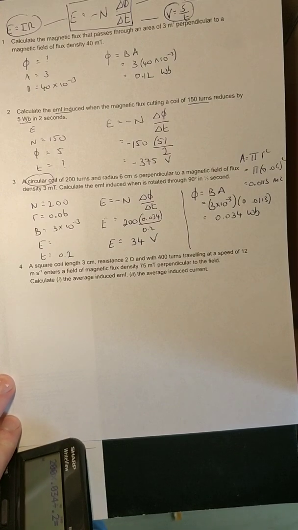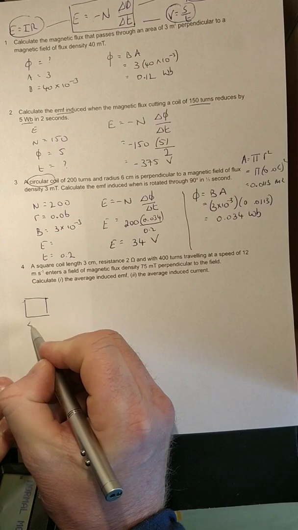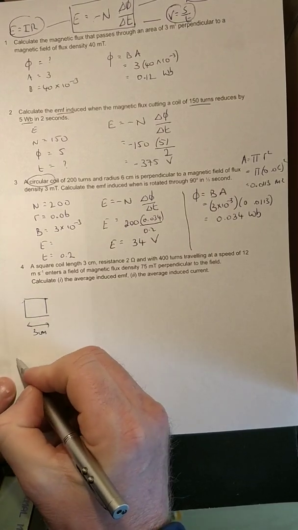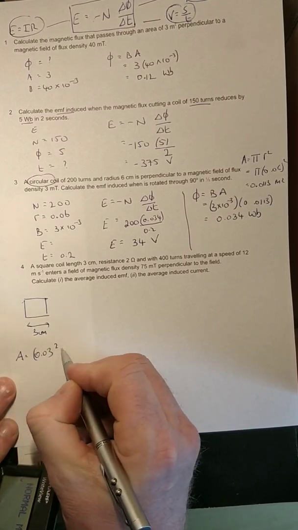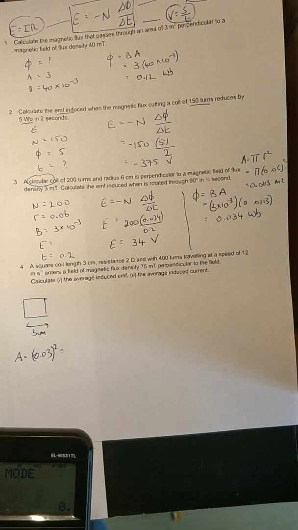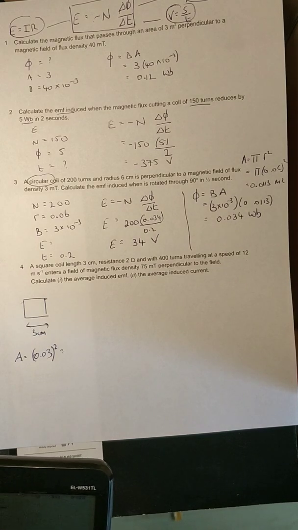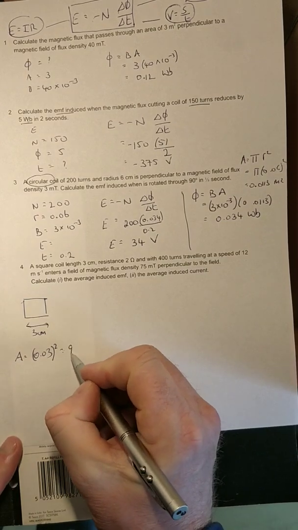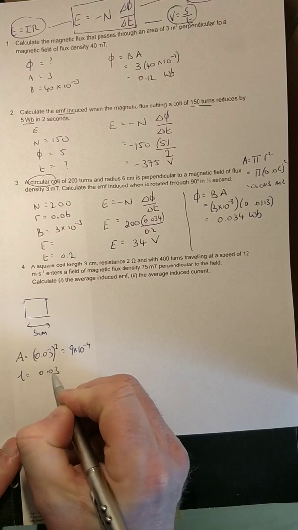Okay, so square coil length 3 centimeters, so we'll just sketch that. Now let's get clear, we have the length of it, and then we also have the area of it. It's pretty obvious we're going to get the area, so let's put that in. So the area is 0.03 squared, so it is 9 by 10 to the minus 4. We have the length, which is 0.03.